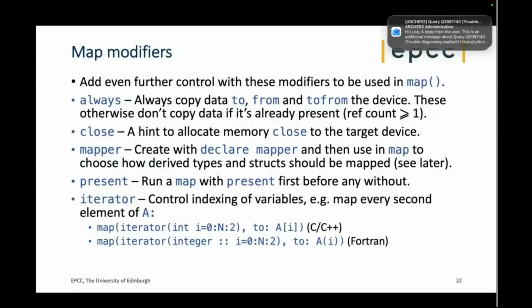Okay, so the other special modifier that we've seen was always. So essentially, you can add it, and it says you always make the data transfers, even if the data is already present, which means the reference count is greater than 1.